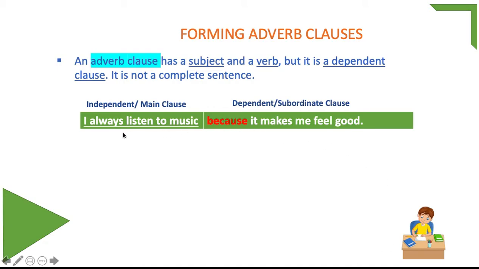As you can see, the sentence says, I always listen to music because it makes me feel good. I always listen to music is the independent or main clause. Why? Well, because it has a subject and a predicate and it expresses a complete idea. But the second part is just that. It's part of a sentence, because it makes me feel good. It doesn't make sense, so it can't stand alone.